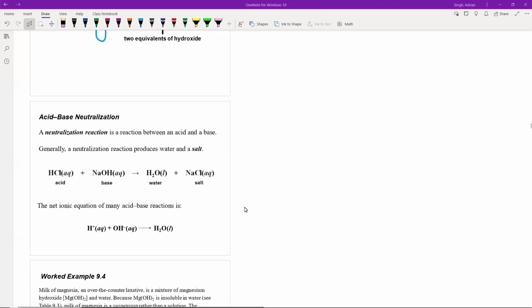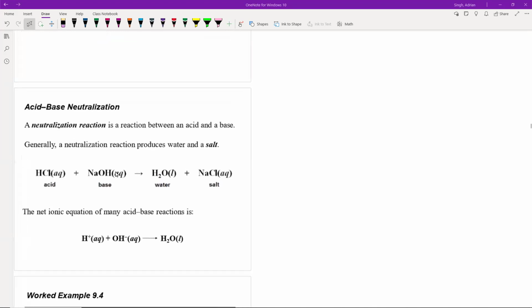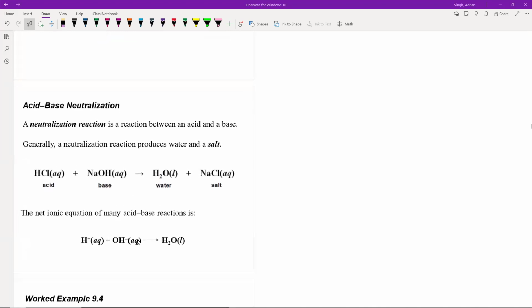Okay, so now that we have a pretty good idea of what acids and bases are and some of the differences between them, let's take a look at how they actually react with each other. When an acid reacts with a base, we say that they neutralize each other. We say the acid neutralizes the base or the base neutralizes the acid. However you slice it, the neutralization reaction is simply a reaction between an acid and a base.